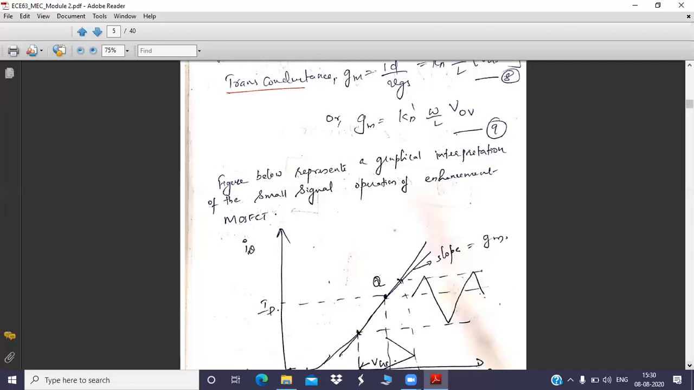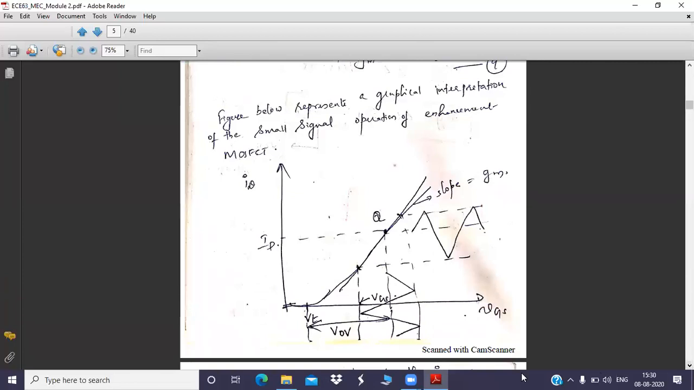Now, what about these two swings, this triangle and this triangle? That is nothing but your current and voltage waveforms. This is the waveform for the voltage, and this is the waveform for the current. That you can mention. No worries. So this is the graphical approach of finding the transconductance.